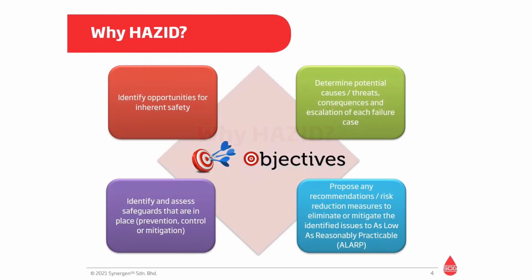So, what is the purpose of HAZID? Here are some of the objectives of performing a HAZID. Firstly, it helps us to identify opportunities for inherent safety as well as safeguards required to be in place. Not only that, we could also determine the possible threats, consequences, and escalation factors for each of the hazardous events. This HAZID study will eventually result in any recommendations or risk reduction measures proposed to eliminate or mitigate the identified issues to as low as reasonably practicable, or known as ALARP.